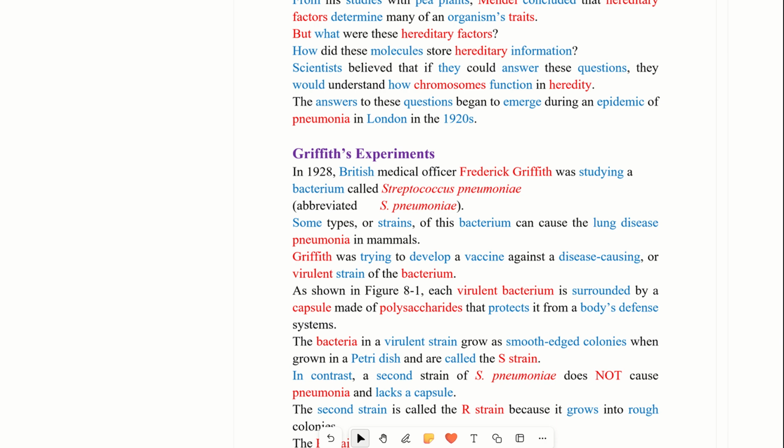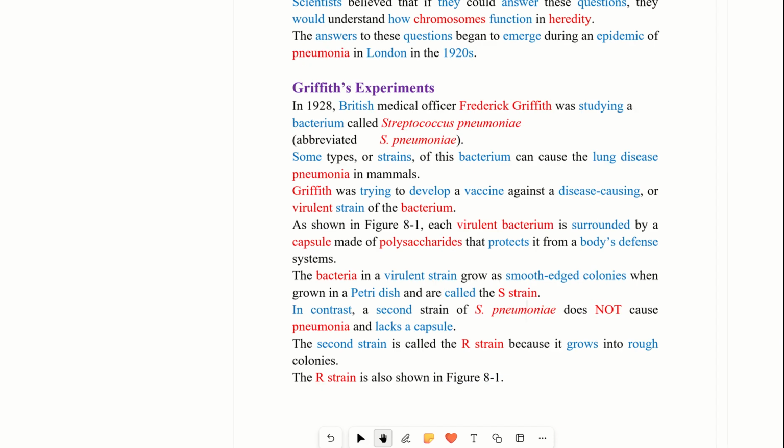So we have two strains. One of them is virulent and the other one does not cause disease, or is avirulent. He tried to find a vaccine for the virulent one: two bacteria of the same species, but two strains. The virulent bacterium is surrounded by a capsule. Mostly, bacteria covered with a capsule are protected from drugs and from the immune system of the human. This capsule is made of polysaccharides that protect it from the body's defense system.